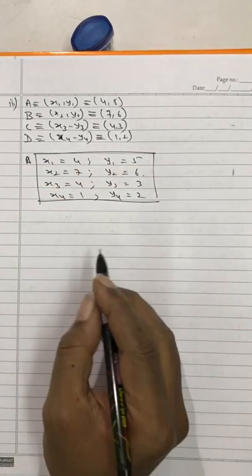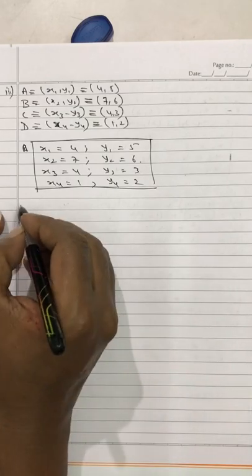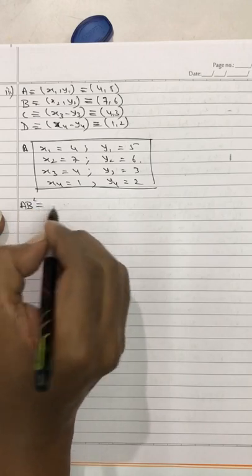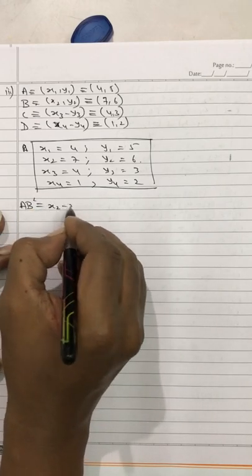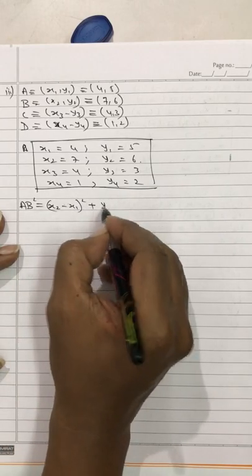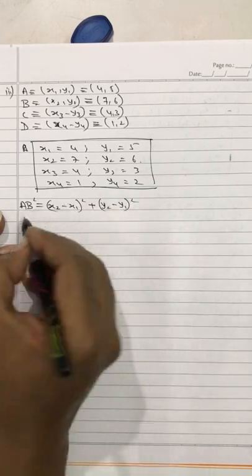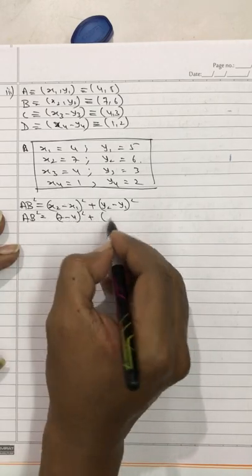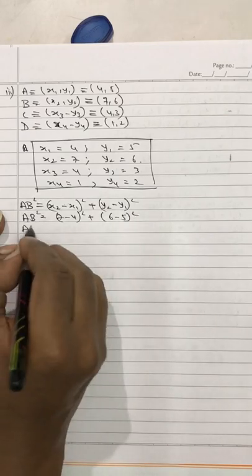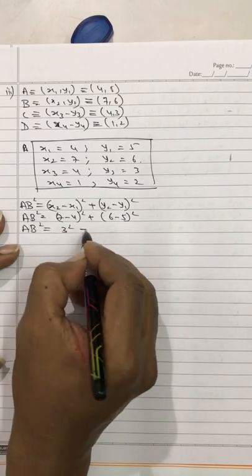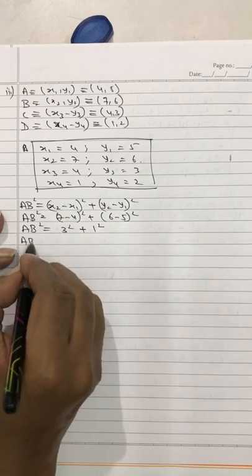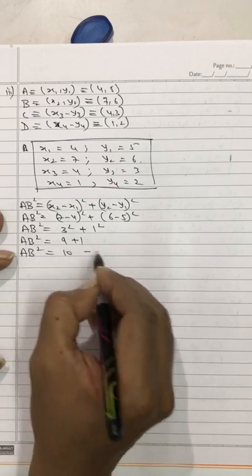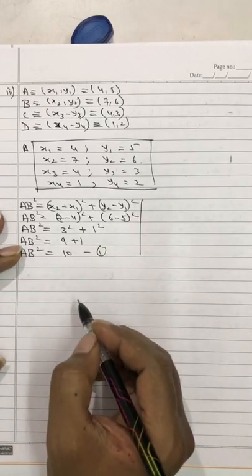This is done. So what I get now is that AB square is equal to (x2 minus x1) the whole square plus (y2 minus y1) the whole square. So I get AB square is equal to (7 minus 4) the whole square plus (6 minus 5) the whole square. AB square is equal to 3 square plus 1 square. AB is done.